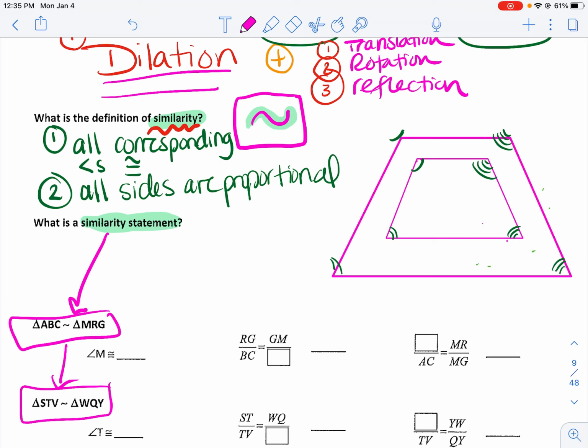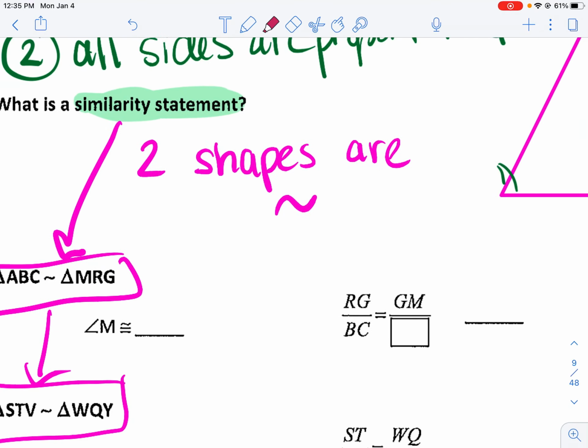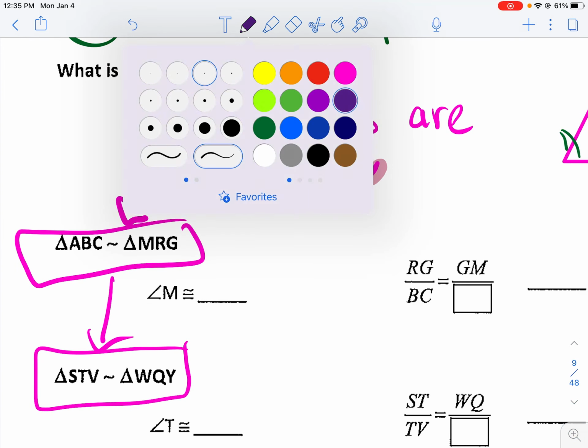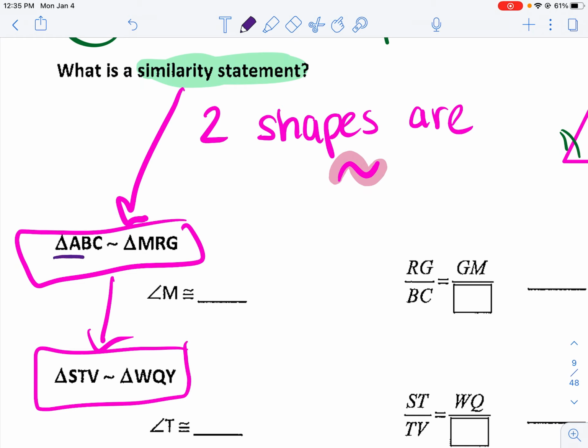It's when we say 2 triangles are similar, or really any shapes are similar to each other. So 2 shapes are similar. Okay, so this works almost like what we had before. Remember that little symbol here means similar. If I look at triangle ABC is similar to triangle MRG. M has to be in the same space as A for the angles, right?